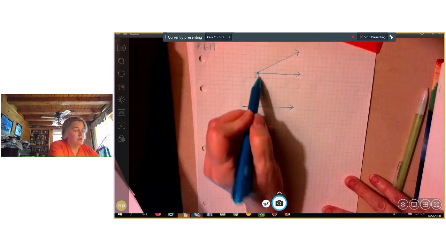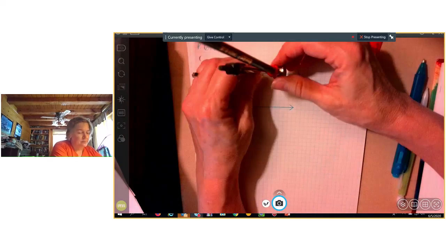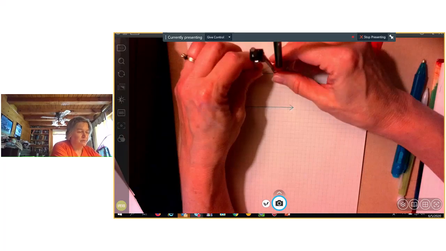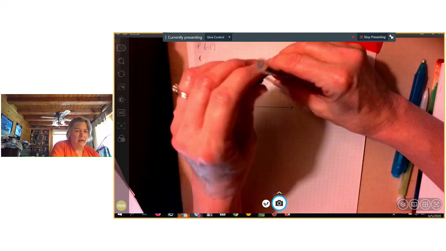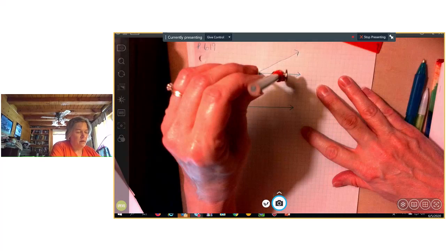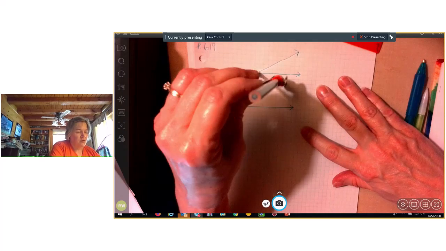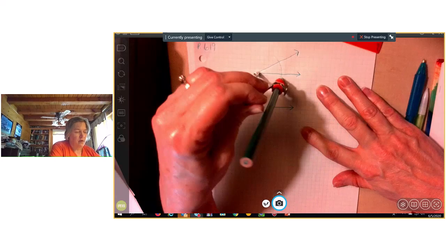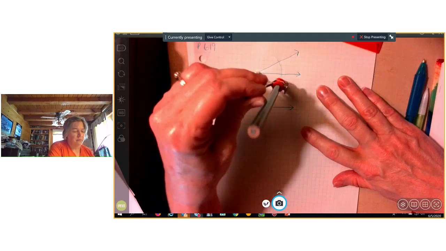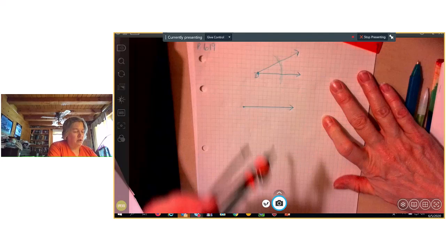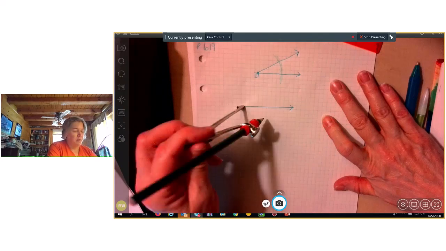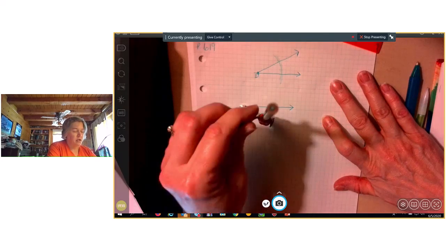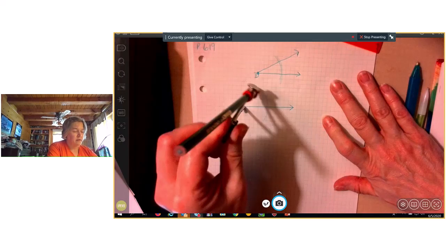What you want to do is come here, and we're reconstructing this angle. I am not at any certain place, but do you see I am just drawing an arc over both of these rays. Then I'm going to come down here to mine and do the same thing. I didn't change the length of it.